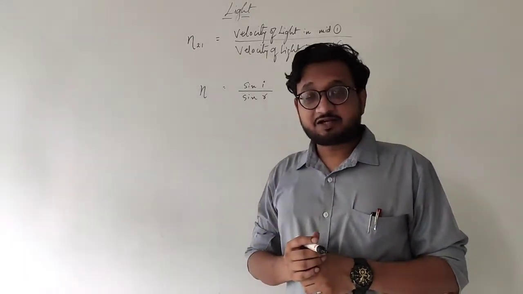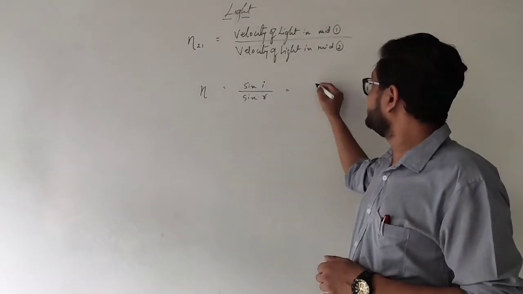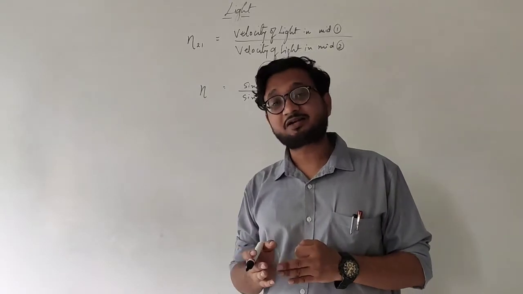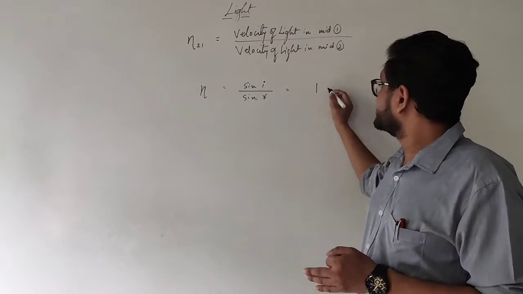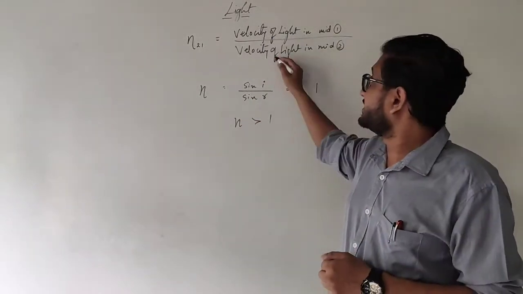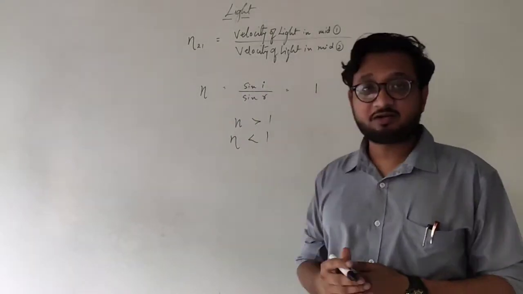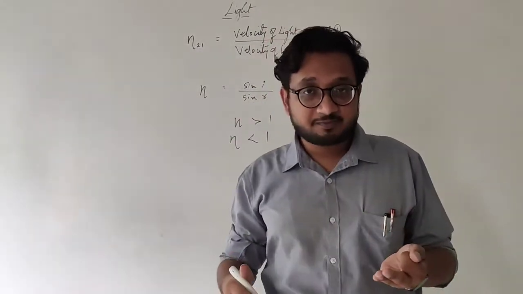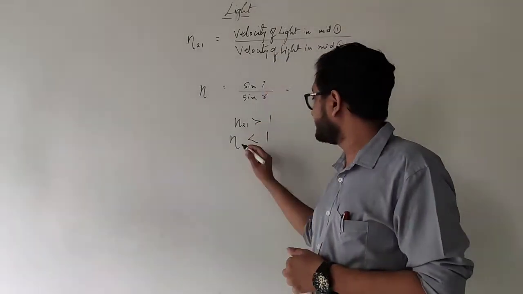The other thing is that if both the velocities are the same, then this ratio will be 1. That means there is no change in the medium. Medium 1 and medium 2 are relatively the same, so it doesn't make a difference. But if the ratio is more than 1, that means the second medium is a denser medium. And if the ratio is less than 1, it means that the first medium is denser and the second medium, in which the ray of light is entering, is a rarer medium.